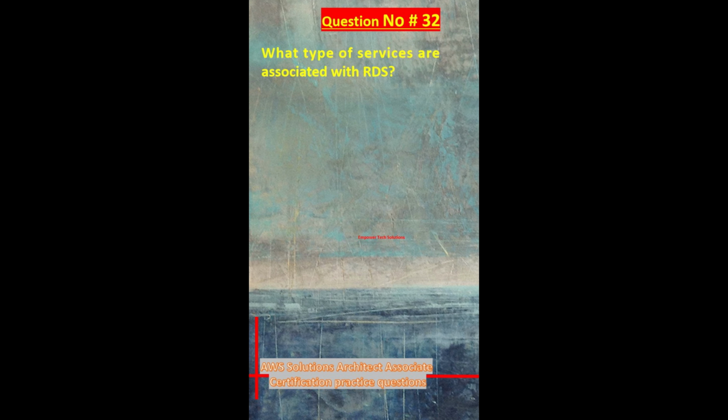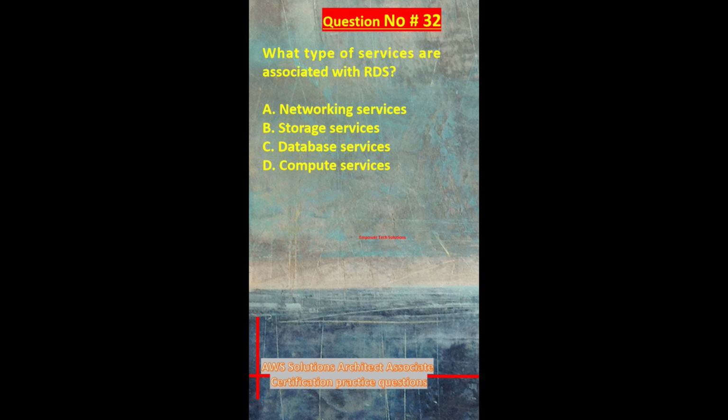What type of services are associated with RDS? A. Networking services. B. Storage services. C. Database services. D. Compute services.